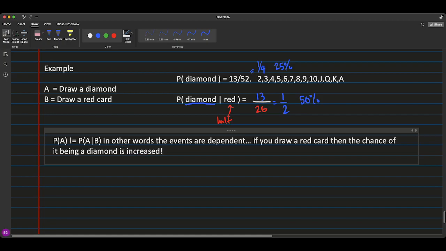So if you just draw a card, the chance that it's a diamond is 25%. But if, let's say, someone draws a card for you, looks at it, and tells you that it is a red card, you now know that you have a 50% chance of it being a diamond. It increases your chances of that happening.